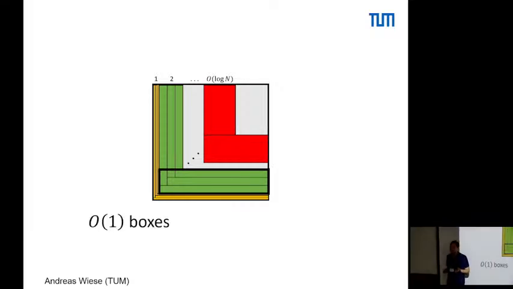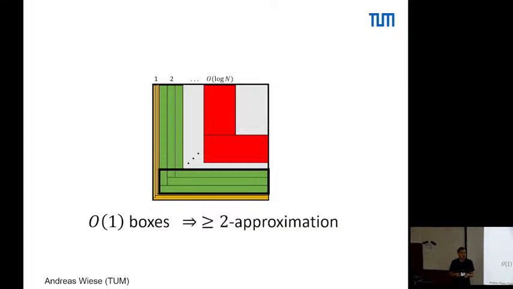And now the thing is that you are only allowed to use a constant number of boxes, but you have a logarithmic number of groups. This means for pretty much every group you have to lose a factor of 2, so therefore you cannot prove a better factor than 2 in such a structural result.